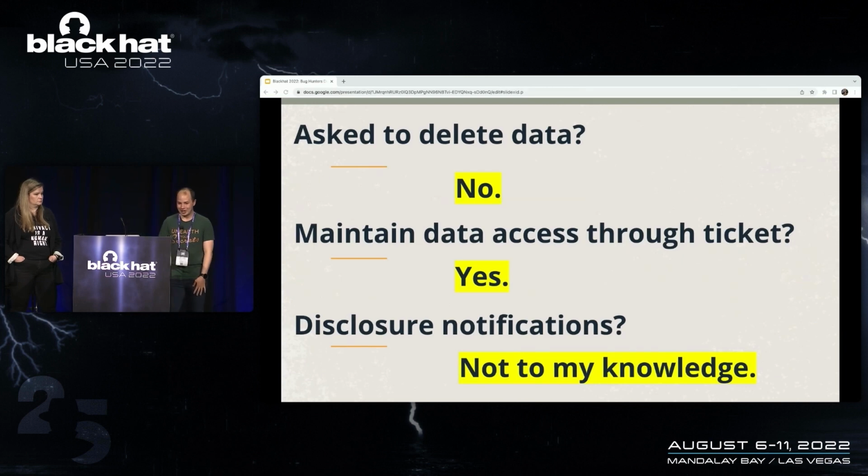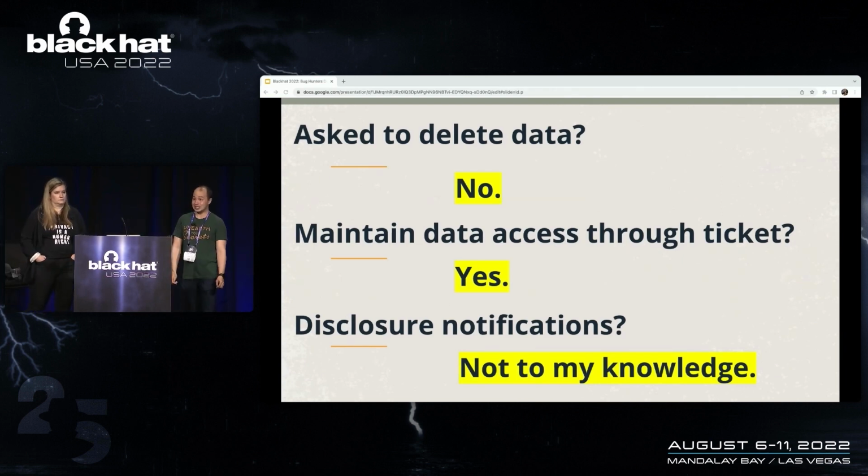What about in this case? Was I asked to delete my copy of the data? No. Did I maintain access through the ticket? Yes, and in this case, it uses Google's issue tracker, since they don't use a third-party issue tracker. And within Google's issue tracker, still able to log in and access that data. And did they do any notifications? Not to my knowledge. Again, my email was in that.